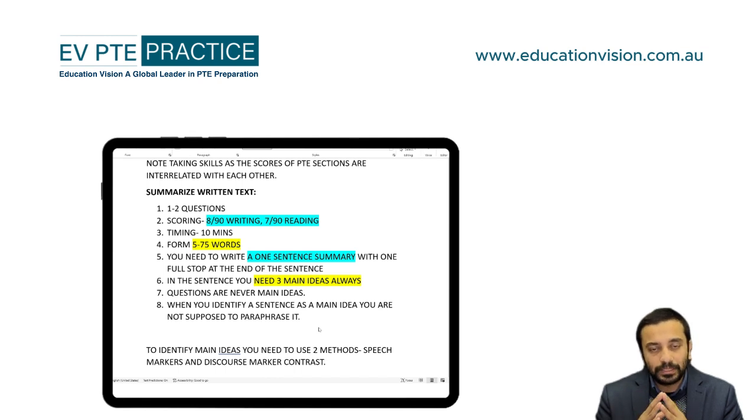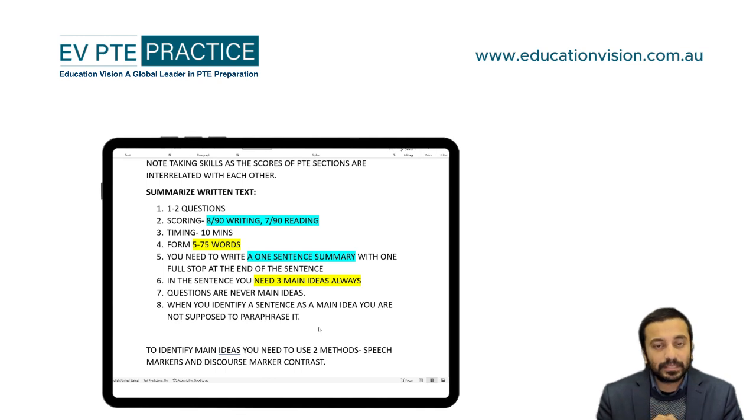So always write 3 main ideas. Another point which is very important is point number 7. Questions are never considered to be main ideas. Questions are not main ideas. So if you see a sentence in the passage which has a question mark, don't bother to even read it. It is not content. It will not help you in your summary.